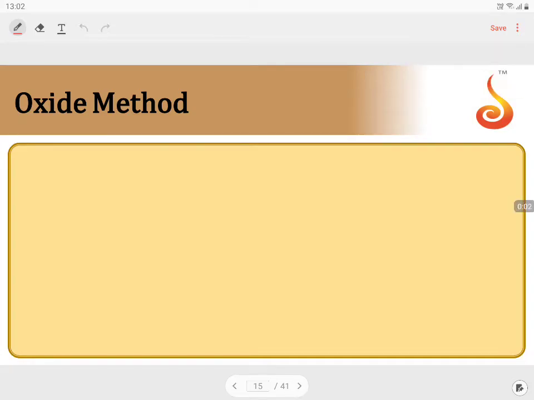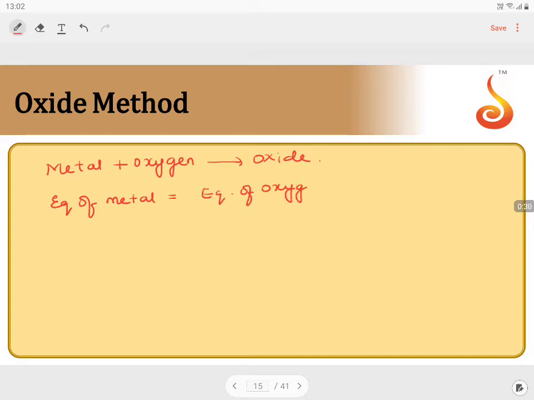Oxide method. In the oxide method, when you take a metal reacting with oxygen, it gives rise to an oxide. This is your general reaction. In a reaction, equivalents of metal will be equal to equivalents of oxygen.